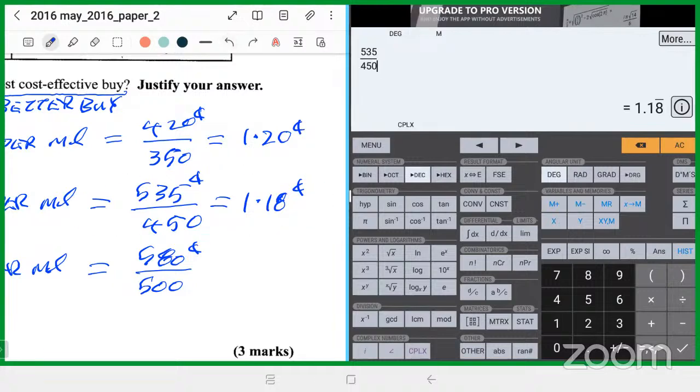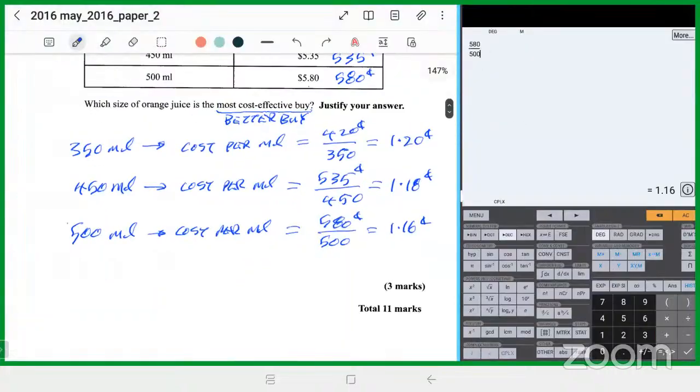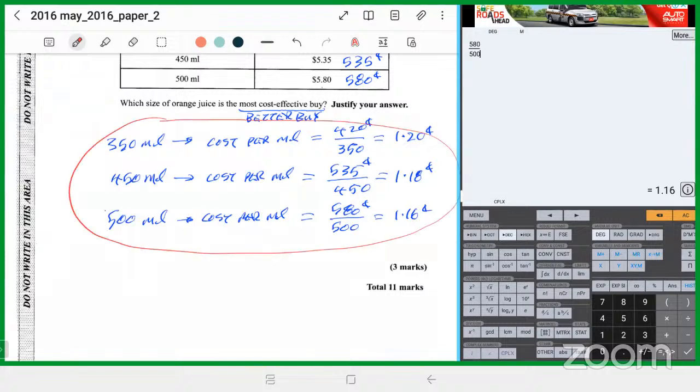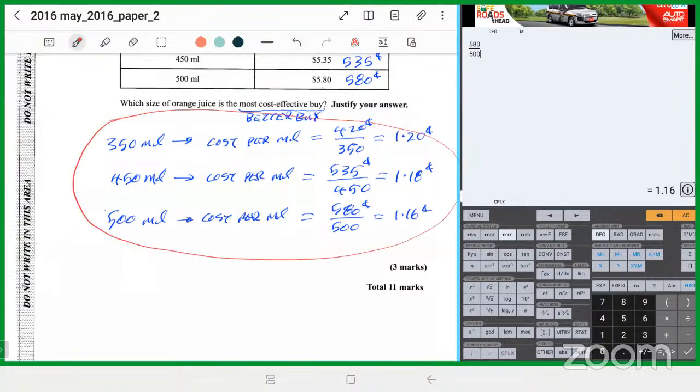Let's look at the third one, which is 580 cents divided by 500 milliliters. That's 1.16 cents. So this one is a better buy. The largest one is a better buy because it's cheaper. Each milliliter is less. So this is sufficient for your justification, guys. When it says justify your answer, if you show this calculation, that is sufficient. And you're going to tick this one and say, okay, 500 ml is a cheaper buy, is a better buy.